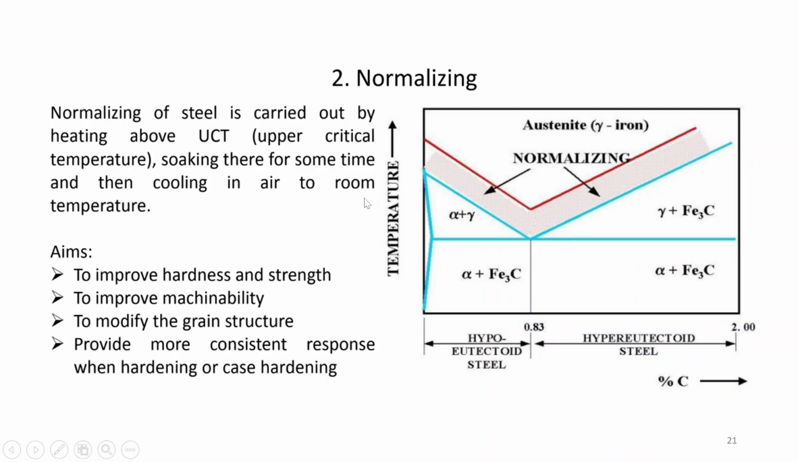Normalizing of steel is carried out by heating above UCT, which is the upper critical temperature. It is this and this line, ACM and A3, and soaking there for some time and then cooling in air to room temperature. It aims to improve hardness and strength, and to improve machinability. It forms fine pearlite which has good machinability compared to coarse pearlite, which will be in case of annealing. It modifies the grain structure to provide more consistent response when hardening and case hardening.